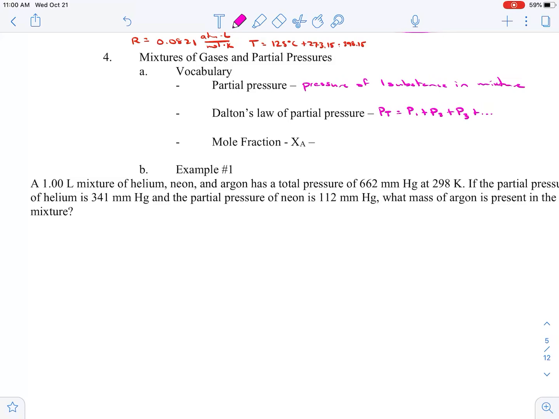Then we have our mole fraction. This is the Greek letter chi. What we do is we take the moles of one over our total moles. And we can actually use that in problems to answer questions and go from there. All right, so let's see if we can work a problem. Actually, we have two problems that work this out because I was not sure if you guys had seen this before.